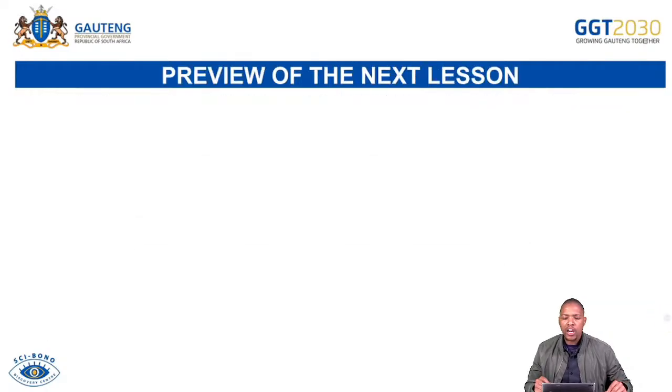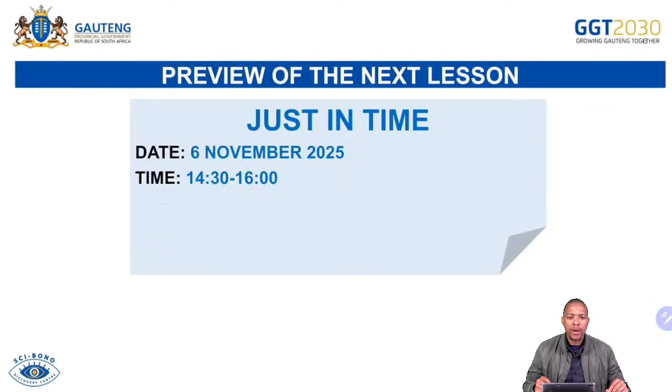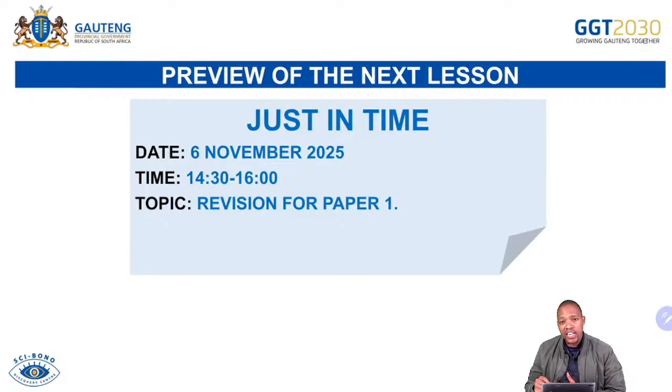With that being said, grade 12, let's look at our preview for our next lesson. Our next lesson is going to be the revision for our paper on the 6th of November 2025, where we'll be revising for the paper that we'll be writing the following day on the 7th of November, paper 1. And then obviously the following day we'll also revise paper 2 before you write it on the following Monday. So I expect all of you to be there as we do that revision.